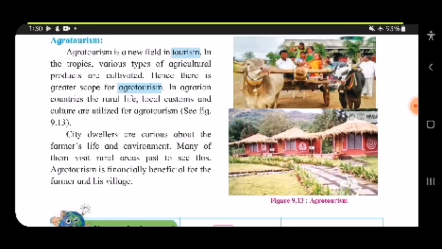Agrotourism is financially beneficial for the farmer and his village. In agrotourism, you don't require a lot of money. You can do it on your own. You can grow any kind of crops in agrotourism.